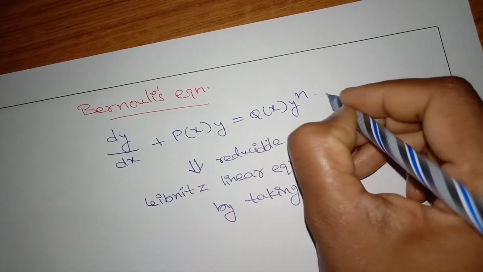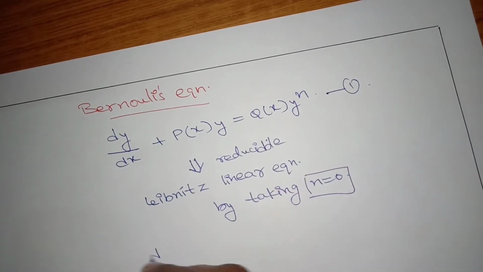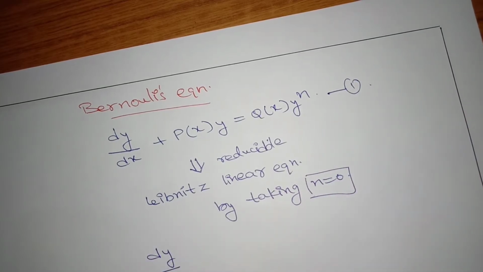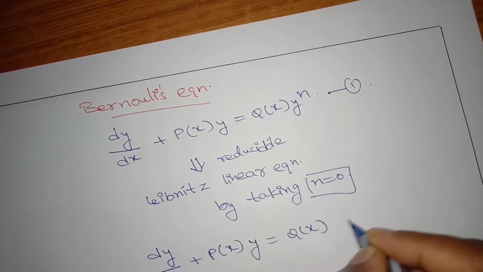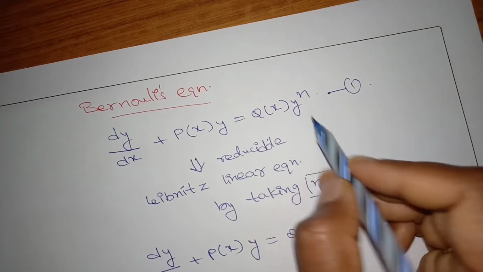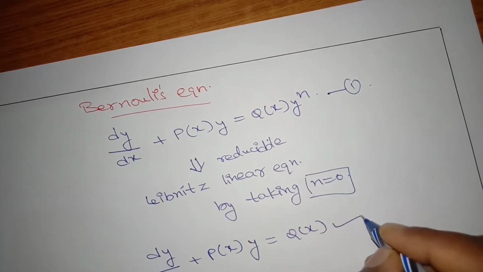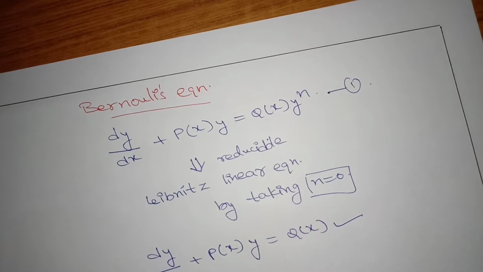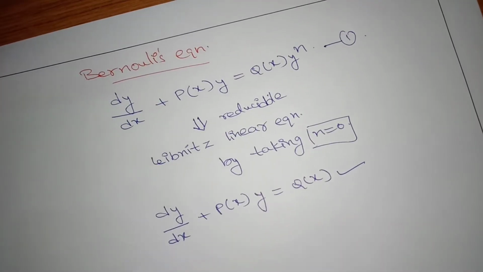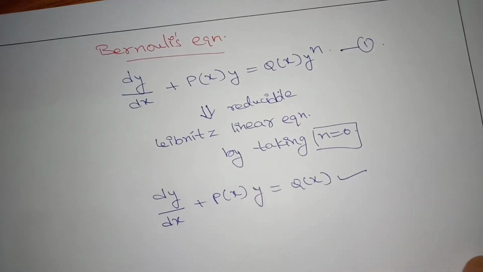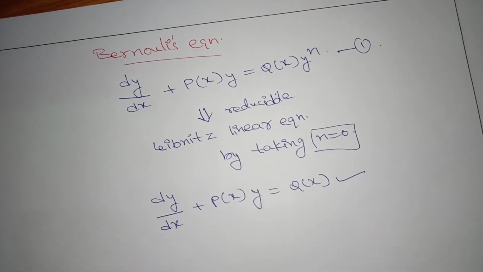Substitute n equals to 0 in equation 1. dy by dx plus p of x into y equals to q of x. y power 0 is nothing but 1. This is the form of linear equations. Okay. Now, how can we solve a Bernoulli's equation? How to find a solution for Bernoulli's equation?